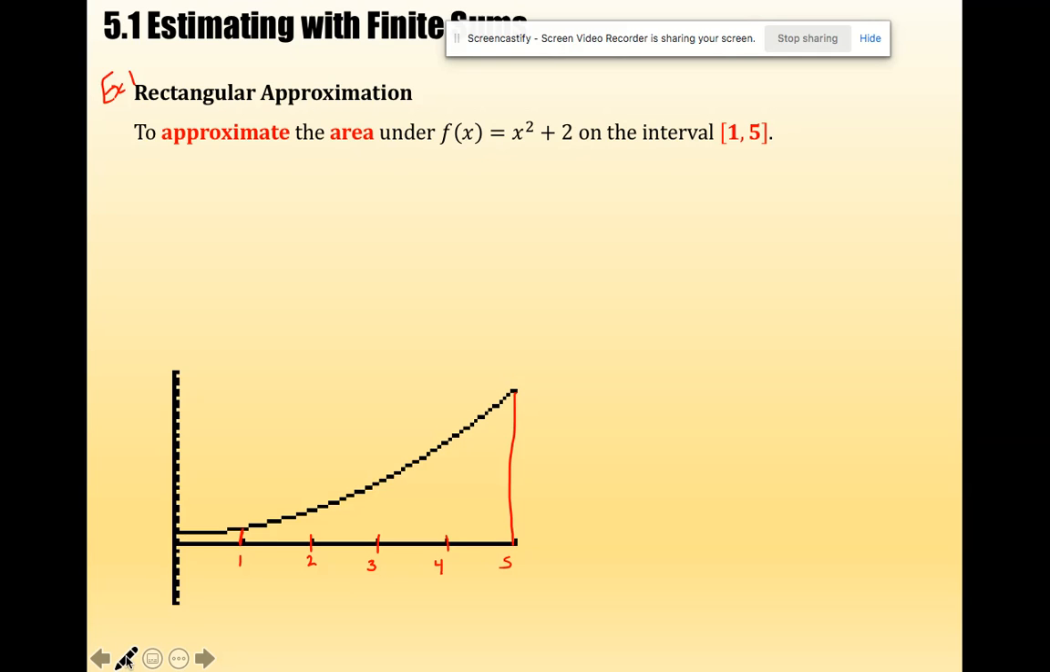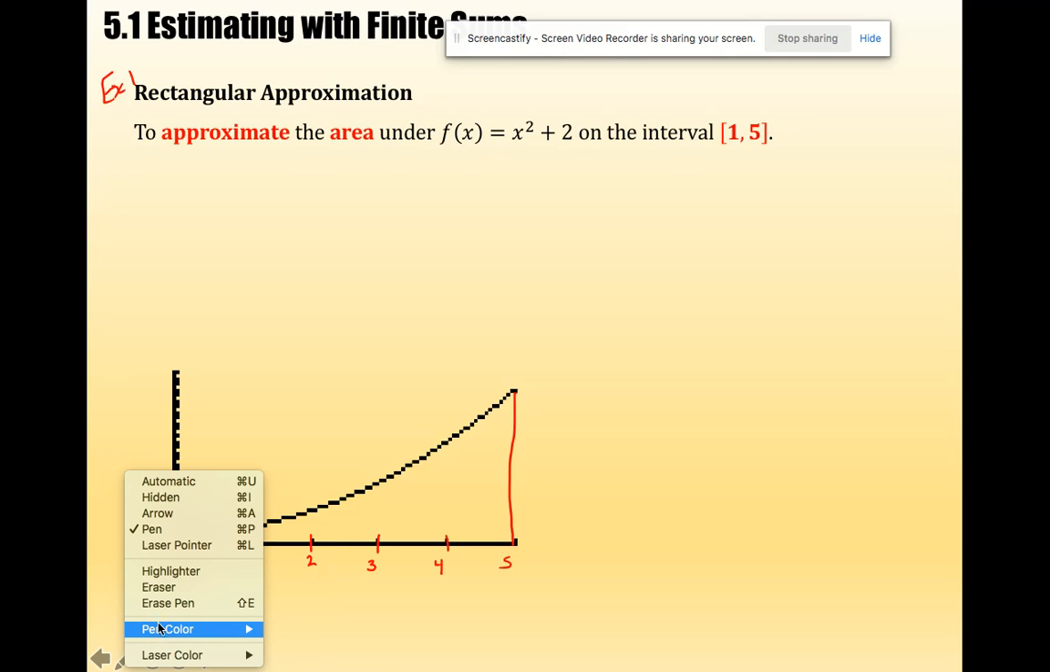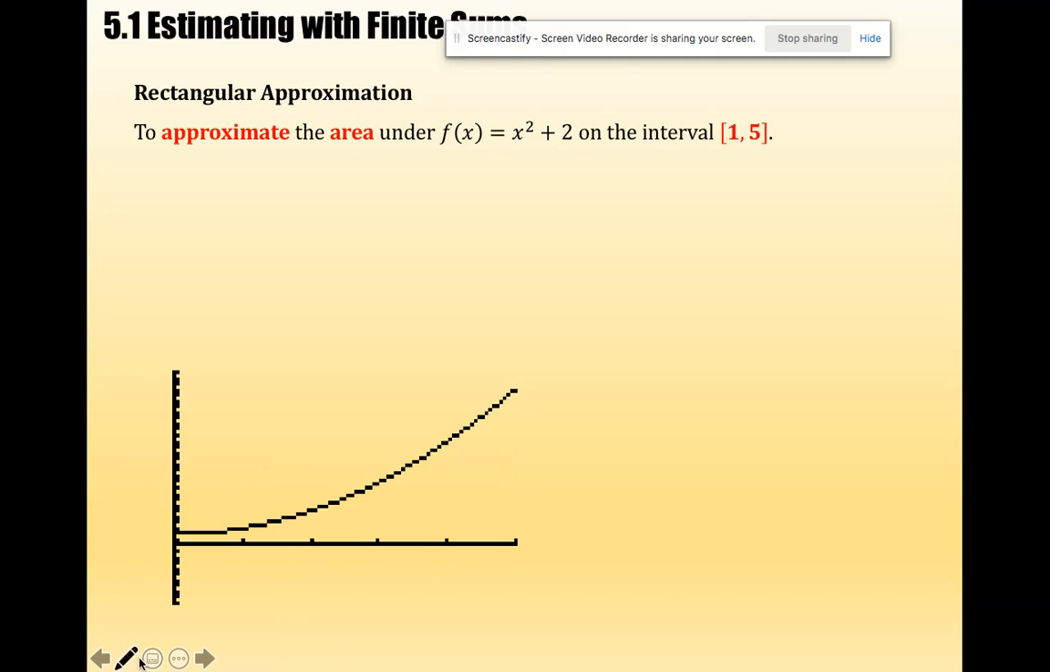So I'm going to erase those chops and show you a couple of different examples of how, oh darn it, I didn't mean to erase all of it. Start, stop, right? I am going to start and stop here. Here is my function that is above the x-axis. So there is my irregular shape. I want to find the area. I'm not going to find the exact area, but I'm going to approximate it.